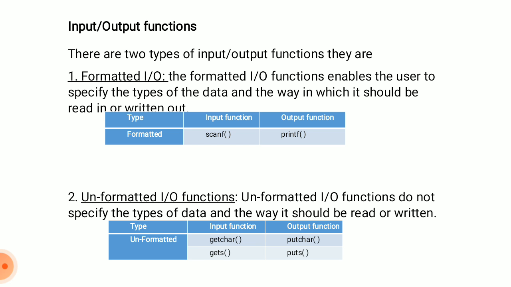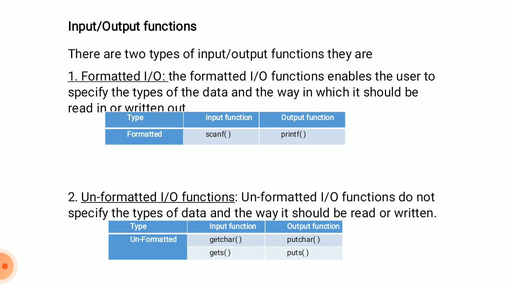For example, stdin means standard input. What is the standard input device? The keyboard. stdout means standard output. What is the standard output device? The screen or monitor.